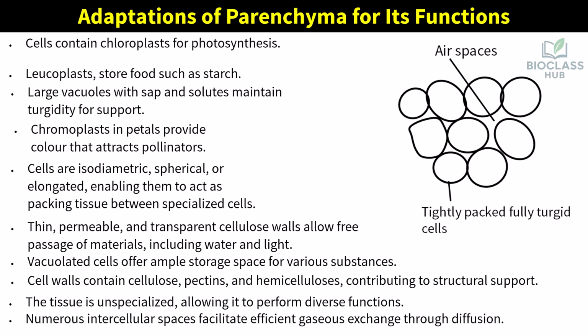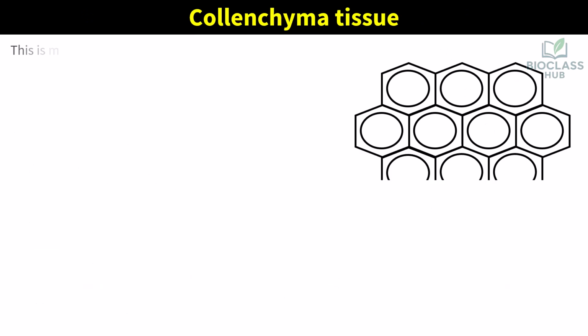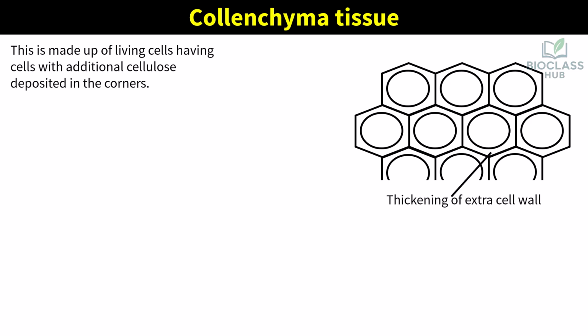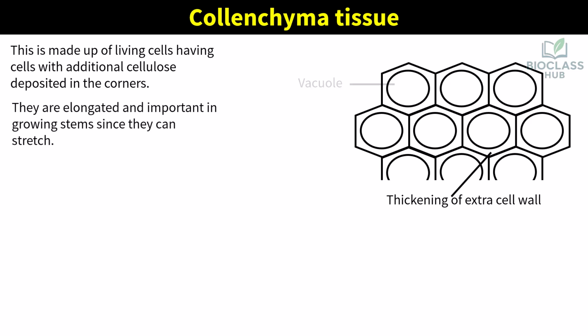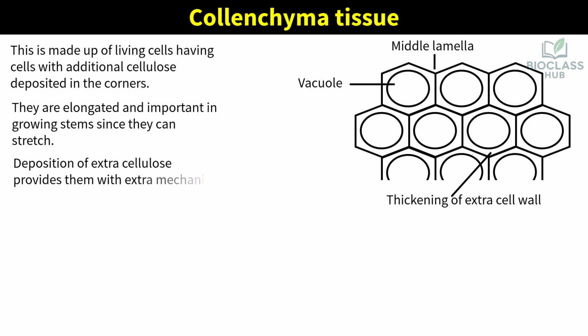Collenchyma tissue. This is made up of living cells with additional cellulose deposited in the corners. They are elongated and important in growing stems, since they can stretch. Deposition of extra cellulose provides them with extra mechanical strength. Collenchyma is like that friend who supports everyone, but still bends under pressure.